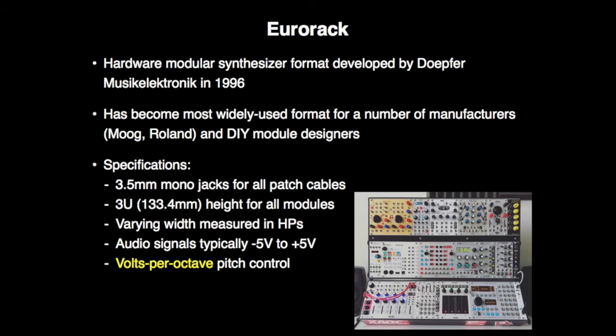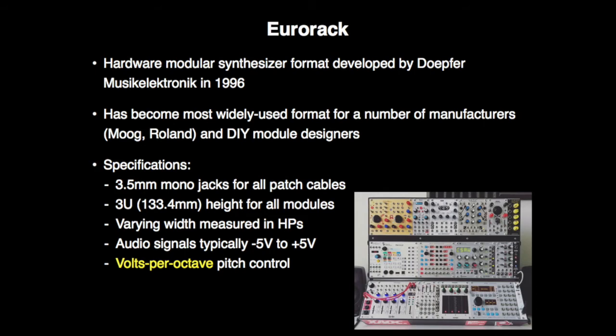All the modules are the same height. It's three U's, or three height units. It's about 133 millimeters, or about 5 inches. So all those modules are the same. You can see the picture there on the slide. All those modules there on that Eurorack synthesizer are all the same height. Now, their widths might vary, but their widths are all measured in the same unit, which are called HPs, or horizontal pitch units, which makes them very easy to mount to a rack.